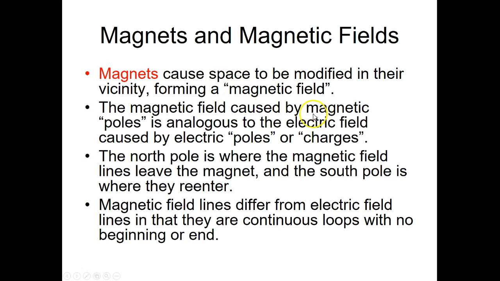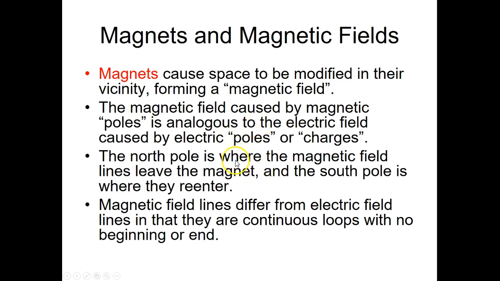So magnetic fields, electric fields, they're both fields. We've also looked at gravitational fields, but magnetic fields are a little bit different. They don't behave like your fields that you saw from electricity and from gravity. Instead, they are a little bit different. So the magnetic field is very similar to the poles. If you think about electric poles or charges, that's very similar.